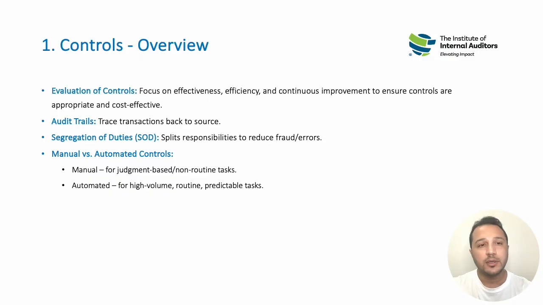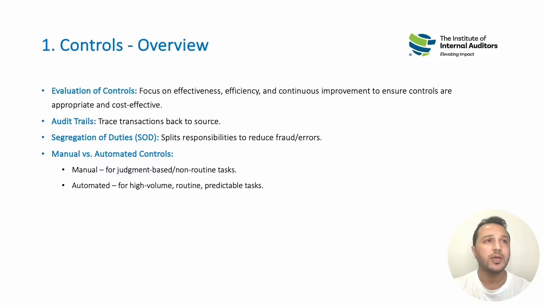Manual versus automated controls. Manual controls are very good where we need human judgment and where the transactions are not routine, so there we can deploy manual controls. However, it has the same limitation that human judgments are involved, so the decision from person to person could differ, and it is usually for non-routine tasks.